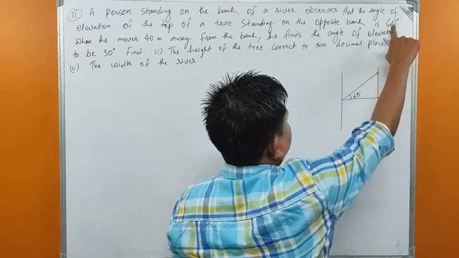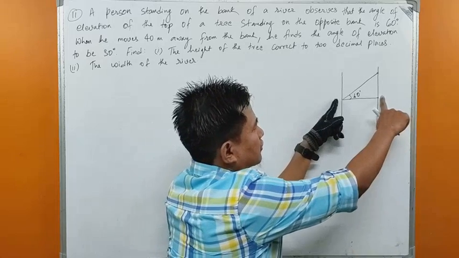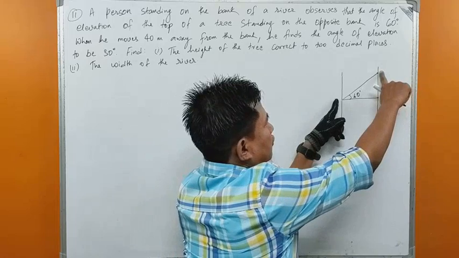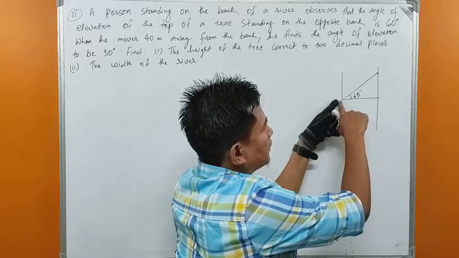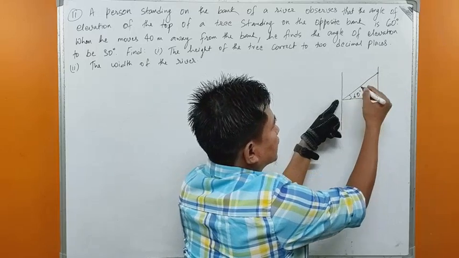Angle of elevation is 60 degrees. The person is on the opposite side of the coconut tree. The coconut tree is here, the base of the coconut tree is here, and the top of the coconut tree is here. Okay, so the person is on the opposite side of the coconut tree and he observes the top of the coconut tree at an angle of elevation 60 degrees.